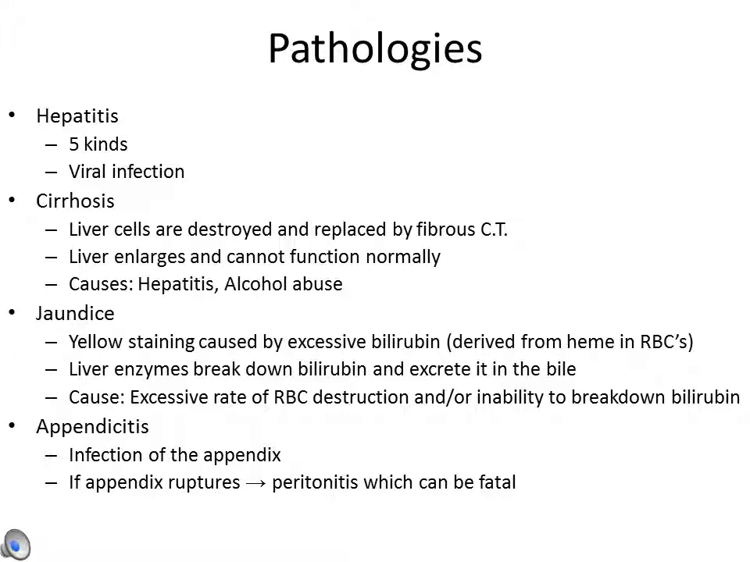Jaundice is the yellow staining appearance of the skin, which is caused by excessive bilirubin. The liver enzymes break down bilirubin and excrete it in the bile. Jaundice is caused by an excessive rate of red blood cell destruction and or the inability to break down bilirubin.